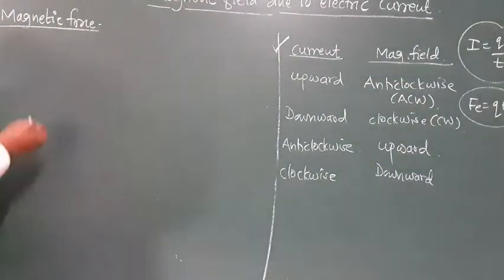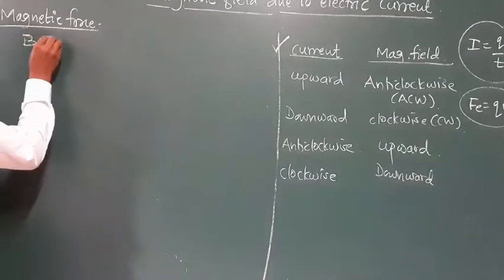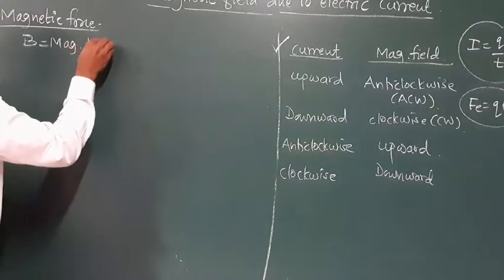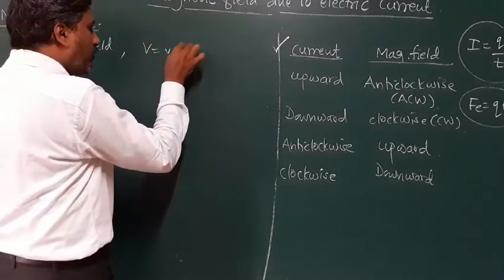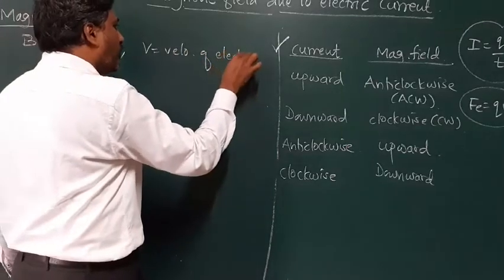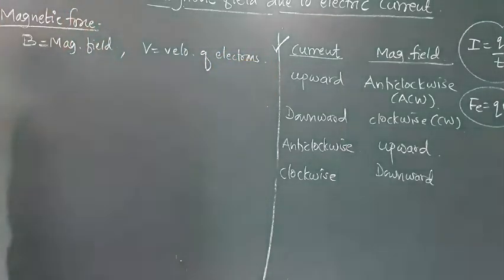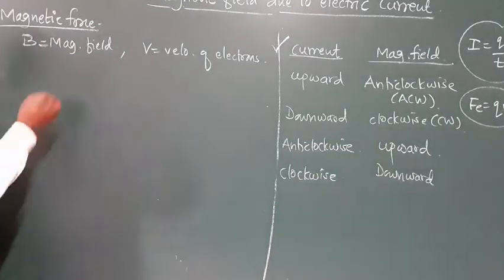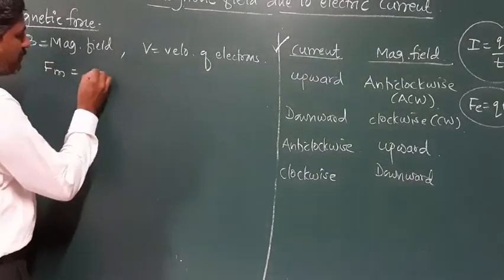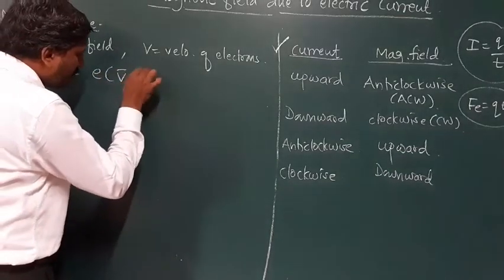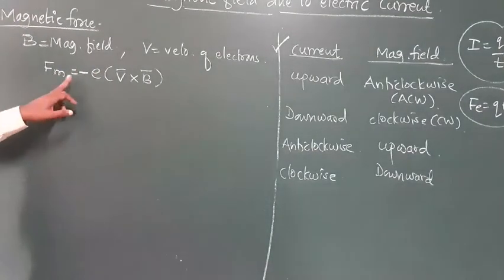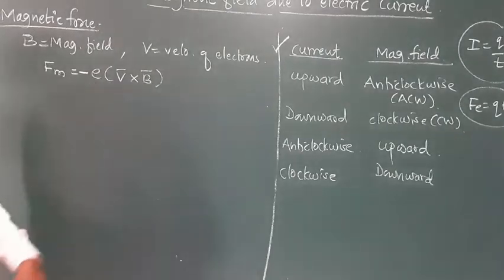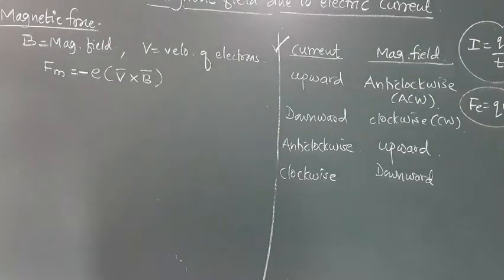If B is the magnetic field, the strength of magnetic field is also expressed by magnetic induction, and V is the velocity of electrons. Then the magnetic force is given by F equals e in bracket vector V cross vector B. But here the electron is moving, so the charge on the electron is always negative. So the magnetic force is given by minus e in bracket vector V cross vector B.